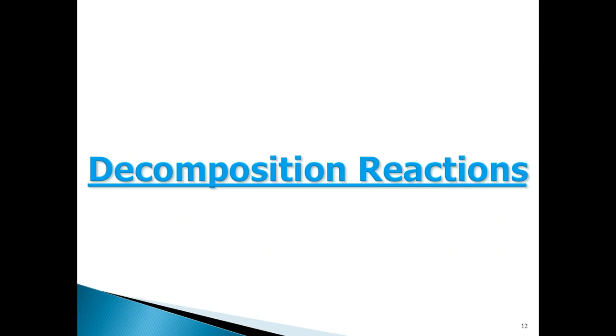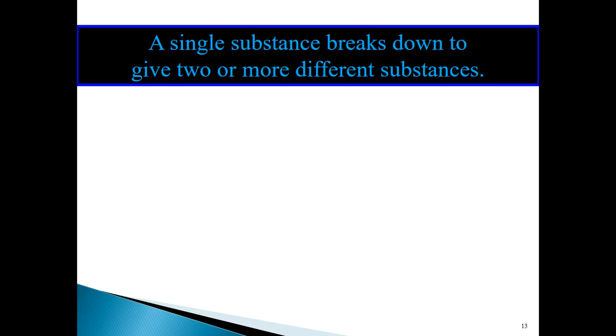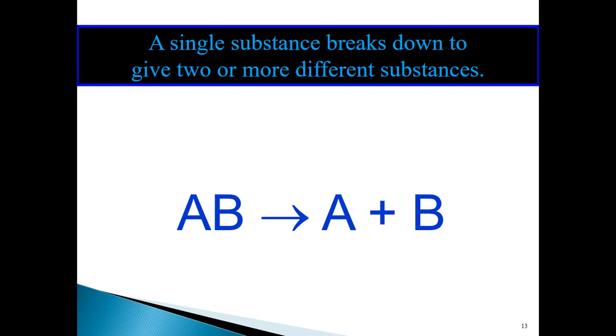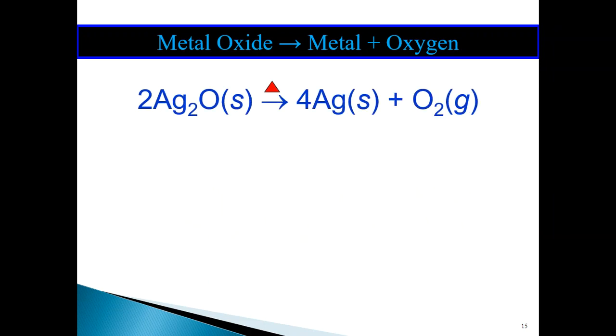Then we have decomposition reactions, and decomposition reactions are basically the opposite of combination, where you have one single reactant that breaks down to form two or more different substances. So hypothetically speaking, if you start off with reactant AB, it can break down to form two products, A and B. All right, so let me just go through some examples here. In some cases, you can heat a metal oxide to form a metal and oxygen. An example is shown here: silver oxide heated to form silver and oxygen.